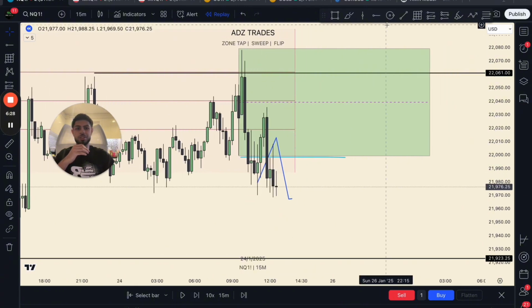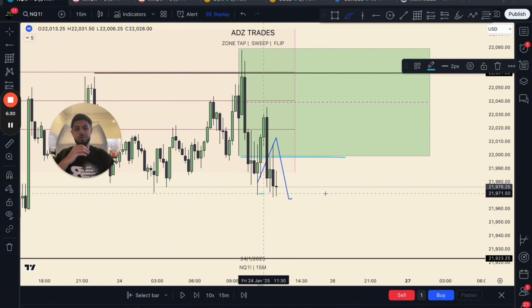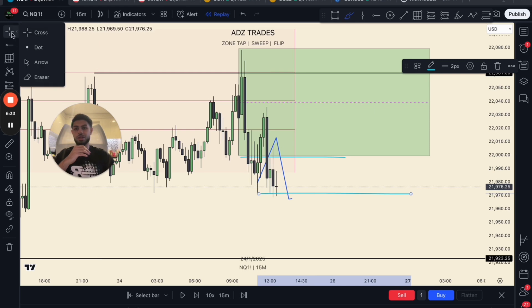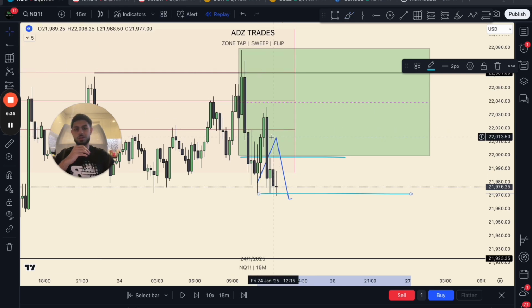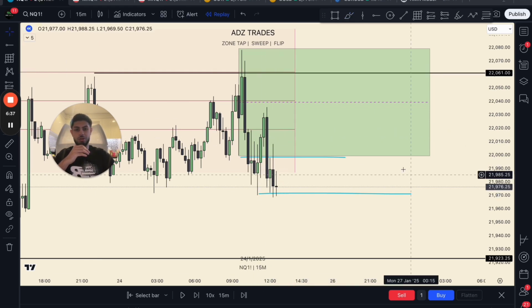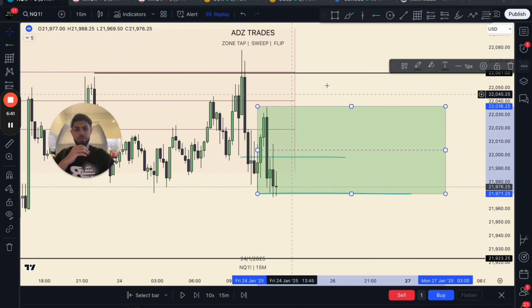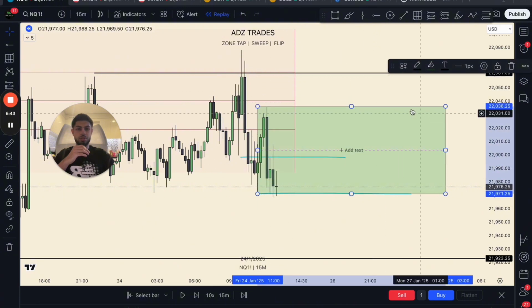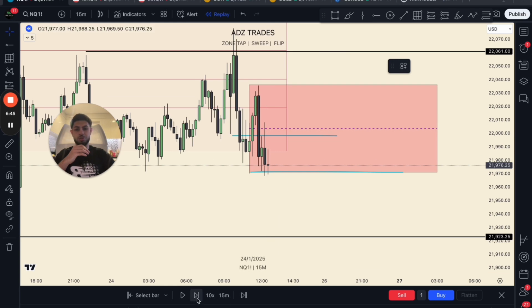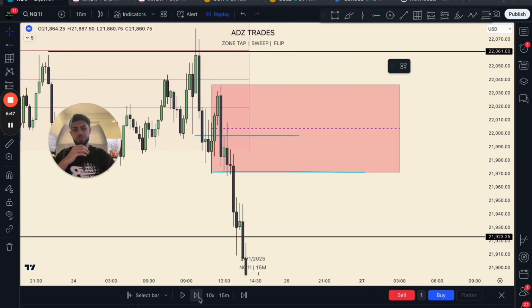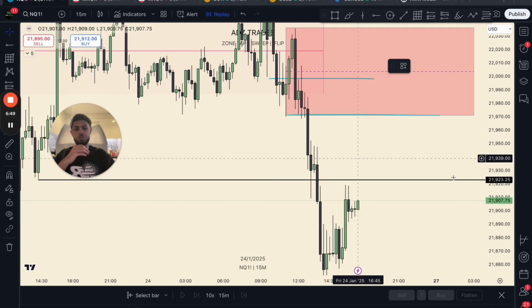So we come tap into here. Nice. We run this low. I can then draw a new area of supply from here to here. I can expect price to come into here, move lower. We've just dumped from there.